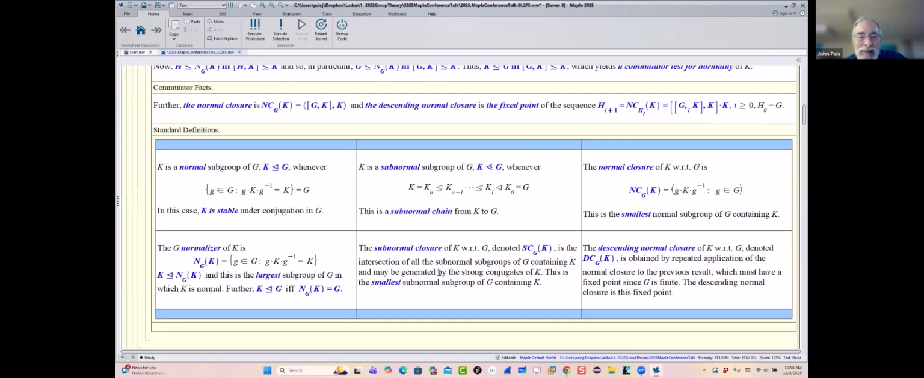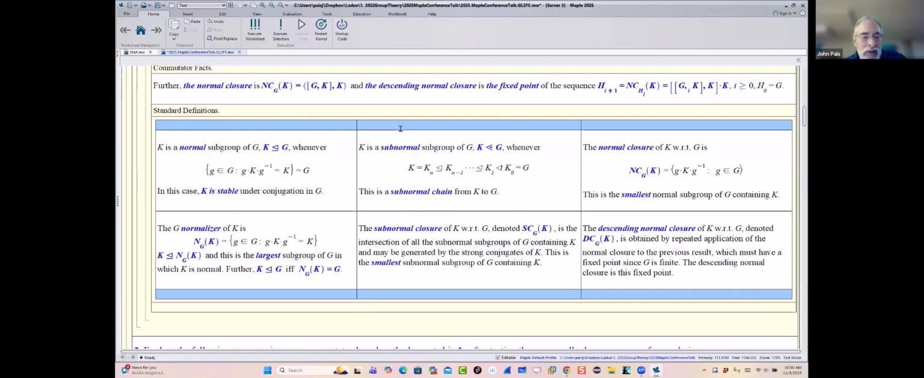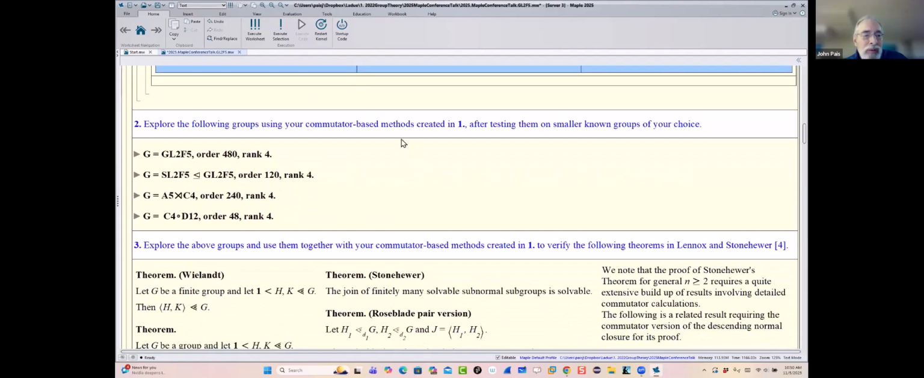It turns out that this is the standard way to do everything in terms of conjugates. So what I'm contrasting here is doing it with commutators and doing it with conjugates. Okay, so then the students would test their code that they wrote on, of course, I would anonymize these groups. I wouldn't tell them what they were when I give them to them, but here's what they look like a little bit.